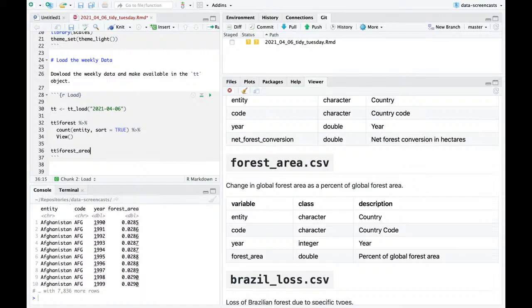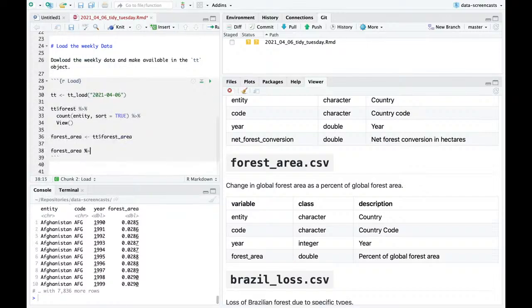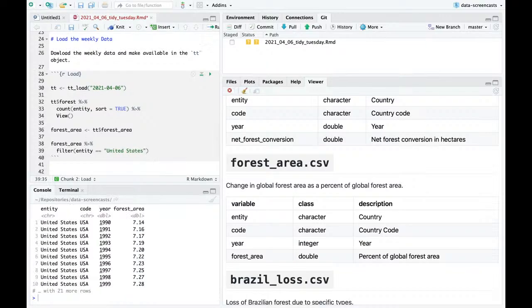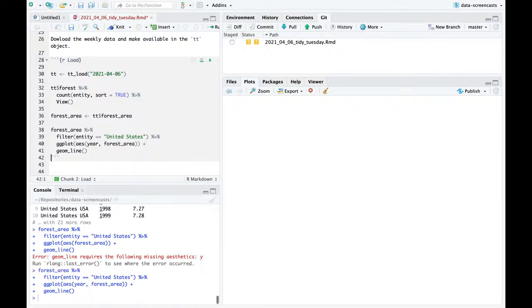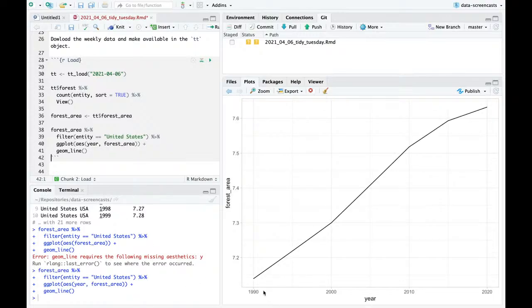Let's start by grabbing one of these. I'm going to start with this forest area one. Let's just filter for entity United States, or United States of America. And if I look at forest area, what does this look like over time? I just want one graph by year. I don't even know what it means yet, I just want to start understanding it.